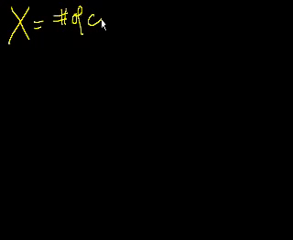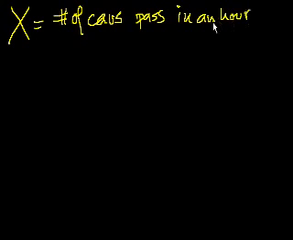So a good place to start is just to define a random variable that essentially represents what you care about. So let's say the number of cars that pass in some amount of time. Let's say in an hour. And your goal is to figure out the probability distribution of this random variable.